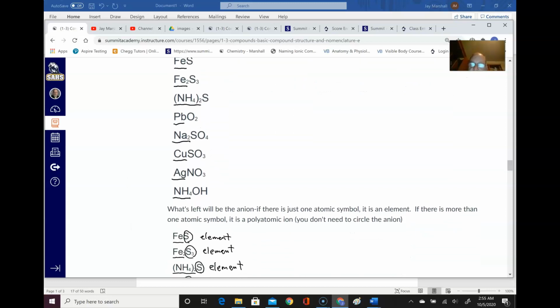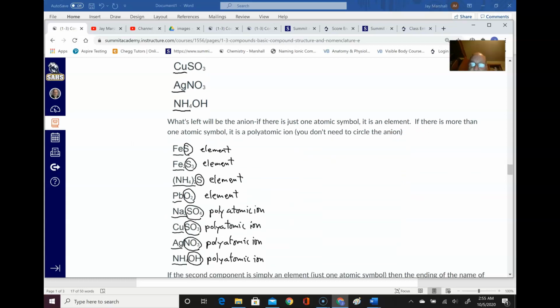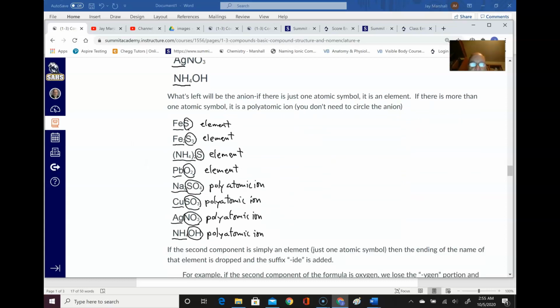So what's left is going to be the anion, and if there's just one symbol, it's an element. If there's more than one symbol, it's a polyatomic ion. Now, you don't need to circle these in your notes or your worksheet, or write out element or polyatomic ion. Just notice that in FeS, this is just an element. This is just an element. This is just an element. This is just an element.